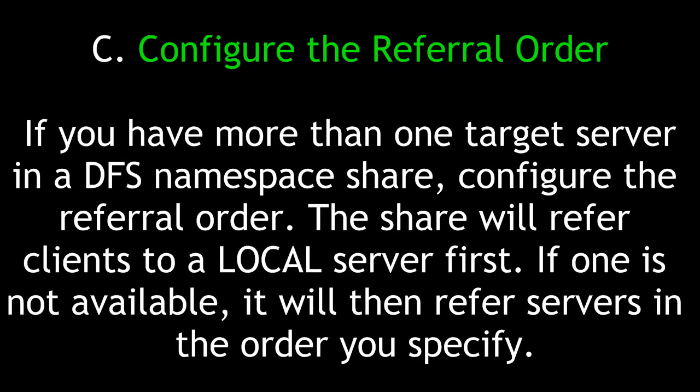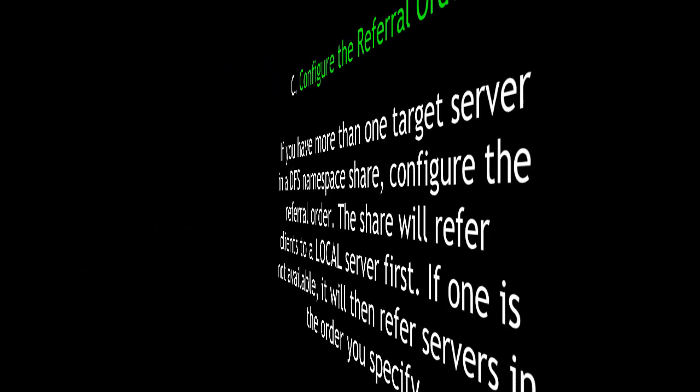This brings us to Section C. If we set up the DFS namespace and we've configured the folders we want to share, now we're ready to configure the referral order. If you have more than one target server in a DFS namespace share, you need to configure the referral order. The share will refer clients to a local server first. If one is not available, it will then refer servers in the order that you specify.